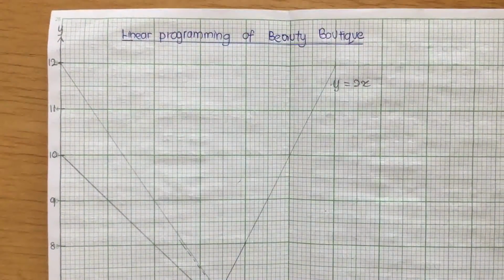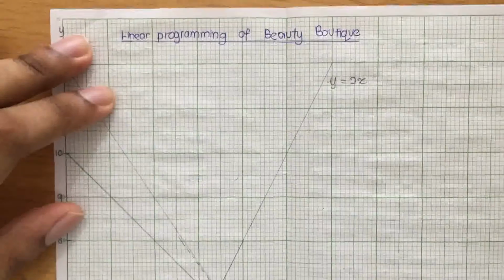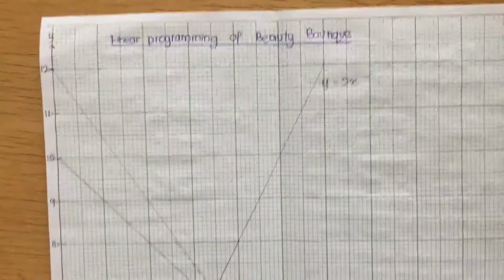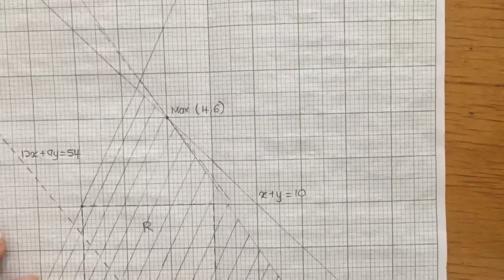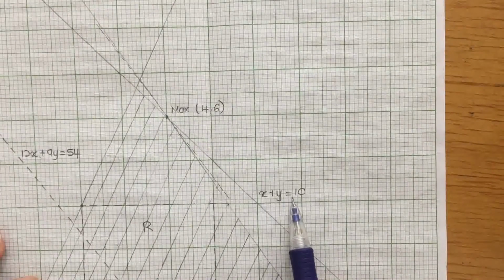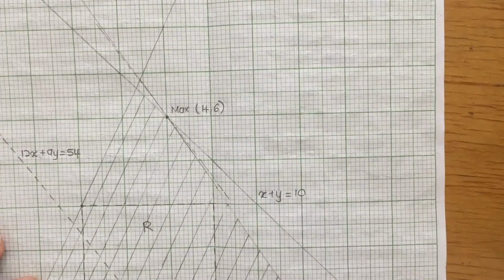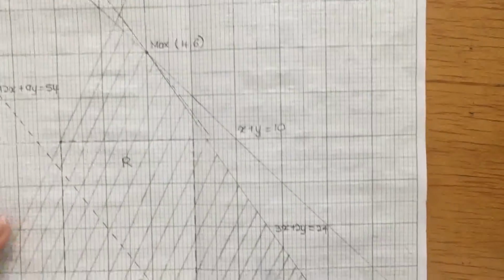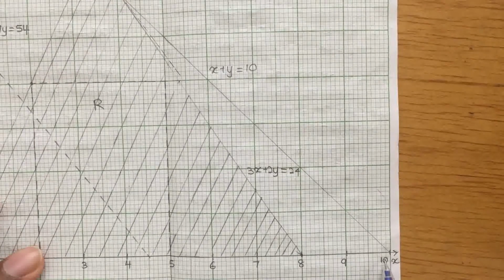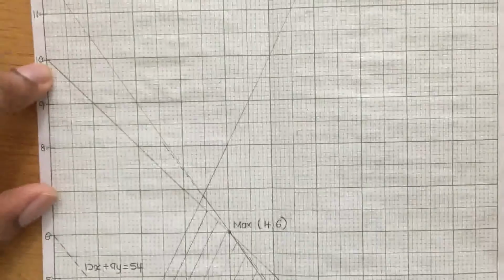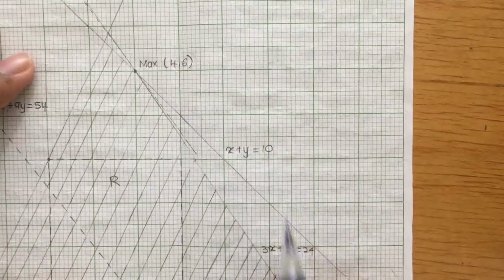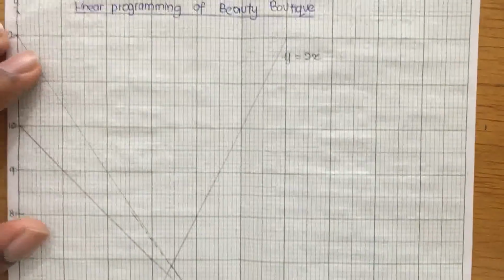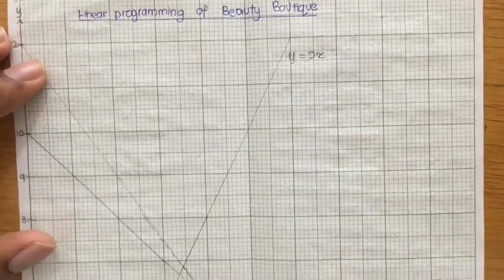This is the graph which I've already completed for you, the linear programming of Beauty Boutique. As you can see here, this is the first equation, x plus y equals 10. You choose the respective 2 points. In this case, I use the intercepts. I choose 10 here and 10 over here, and then I plot a straight line graph. That's how I got x plus y equals 10. And the second one, y equals 2x.